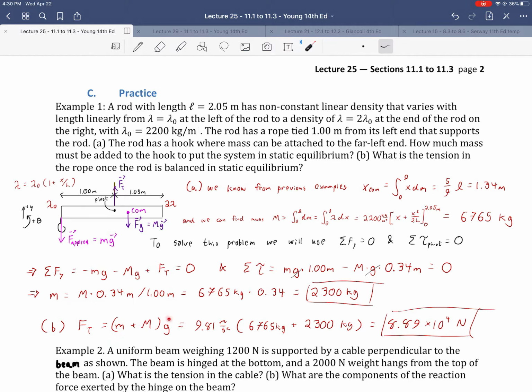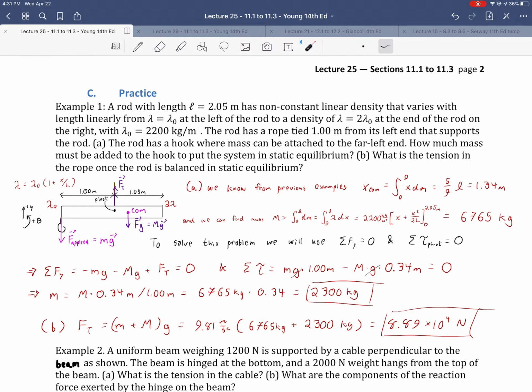But once I have both masses, the hook mass and the rod mass, then the tension force is just enough to balance them out. So just multiply it by g, and so there we get 89,000 or 88,000.9 as our force of tension. All right, because everything's very large and massive here for whatever reason. Okay, so there you have it.